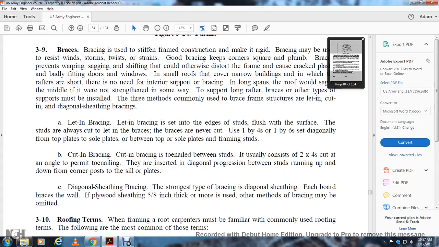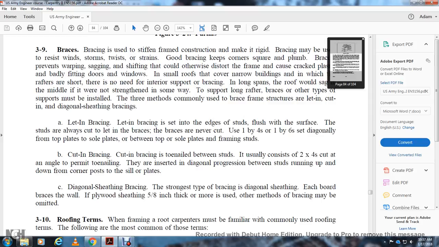In let-in bracing, the edge of the brace is flush with the surface of the studs. The studs are always cut, and the brace is never cut. They use 1x4s or 1x6s set diagonally from the top of the sole plate, running between the top of the sole plates and the framing studs. Cut-in braces are toenailed between the studs, usually 2x4s cut at an angle permitting the toenail to insert. The diagonal progression runs between the studs, up and down from the corner post to the sill plate.